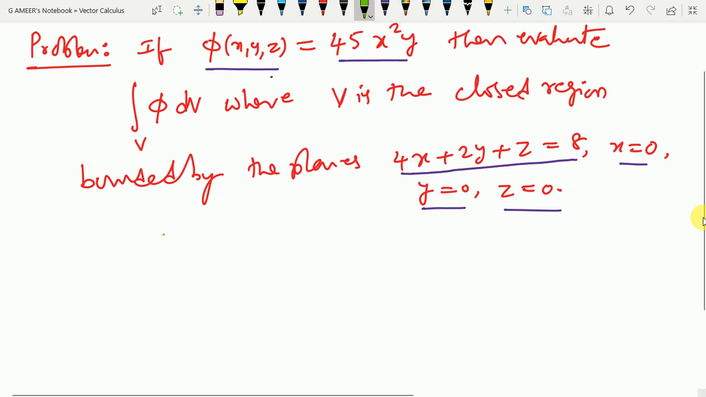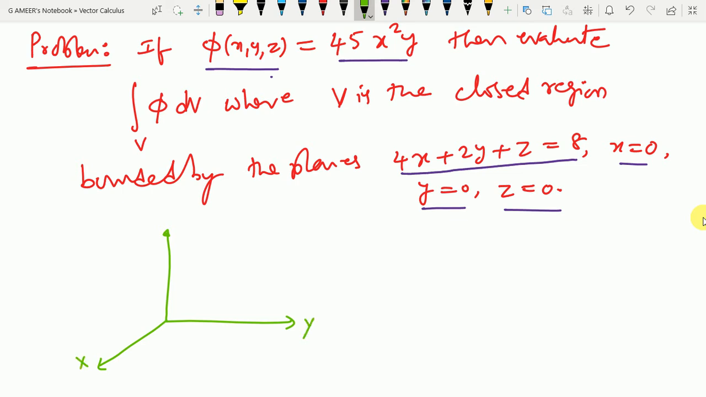Let's say I have an x-axis, y-axis and z-axis. So x equal to 0 means the yz plane, y equal to 0, and z is equal to 0. In the xy plane z is equal to 0. In the xz plane y is equal to 0, and another plane is given.